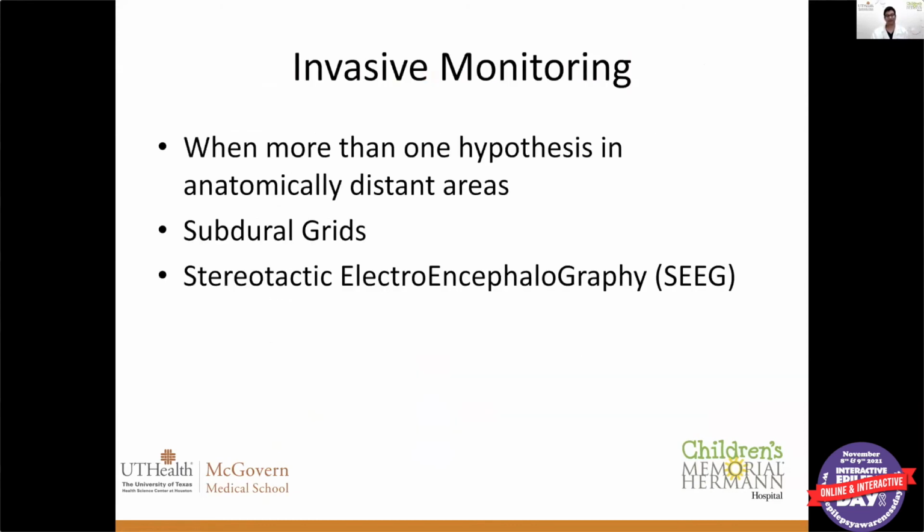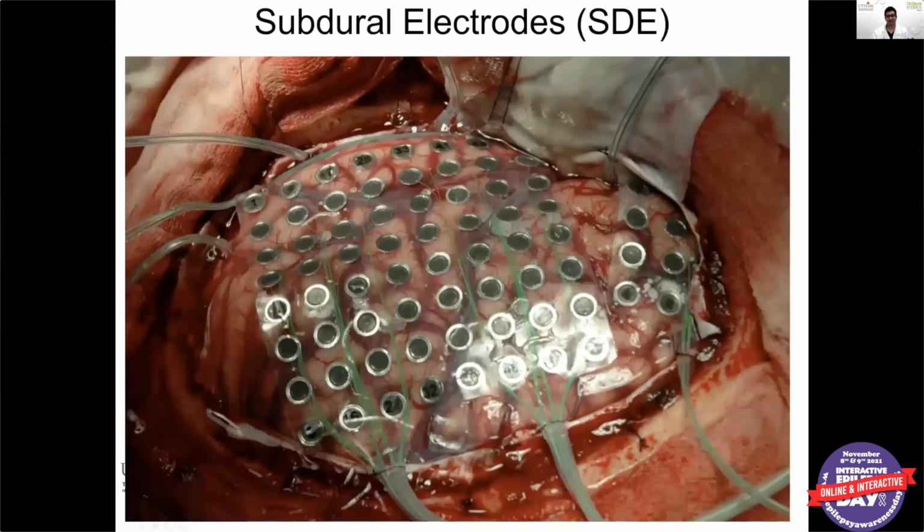So when do we do invasive monitoring to help us with focal resection? When we have more than one hypothesis for focal resection that are far apart. So if they're close together, there's no point doing invasive monitoring. We just do a 1-stage surgery where we do monitoring in the operating room and then figure out what tissue we need to take out and take it out. But when we need to do mapping for speech and motor function, there are 2 options available to us: subdural grids and SEEG.